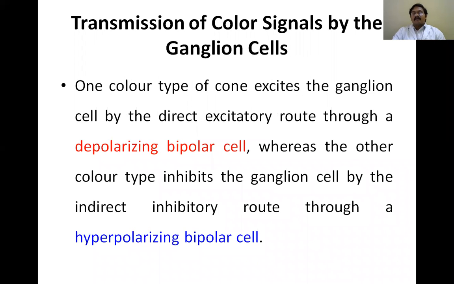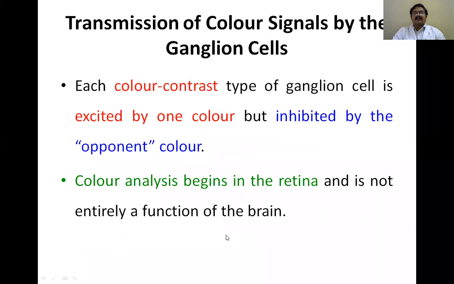One color of cone excites the ganglion cell by the direct route through the depolarizing bipolar cell, whereas the other color inhibits the ganglion cell by the indirect route through the hyperpolarizing bipolar cell. The color contrast type of ganglion cell is excited by one color, but inhibited by the opponent color. The color analysis begins in the retina, but it is not entirely a function of the brain. Okay. Thank you.